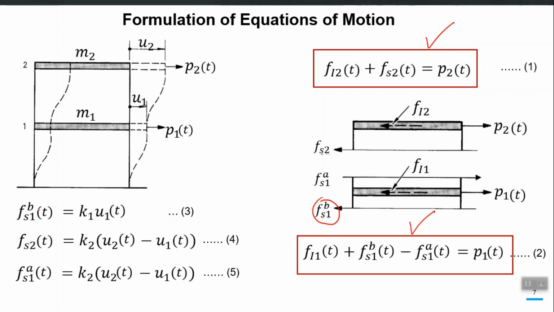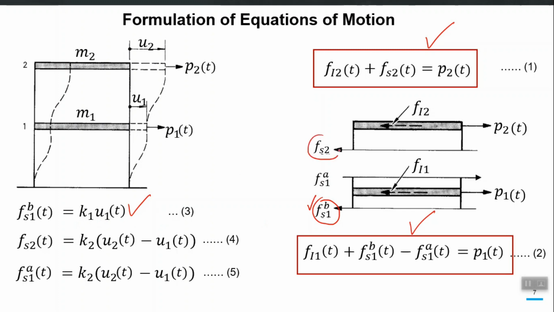Fs1b, right? So Fs1b is clear, it should be k1 into u1, because whenever you want to calculate elastic restoring force, you should see what is the net deformation which those columns are going to have, and that should be multiplied with the stiffness of those columns. This will become the elastic restoring force. So Fs1b is okay, this is k1 u1.